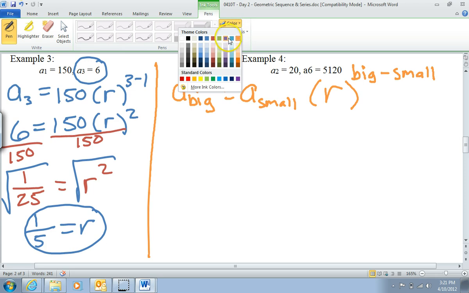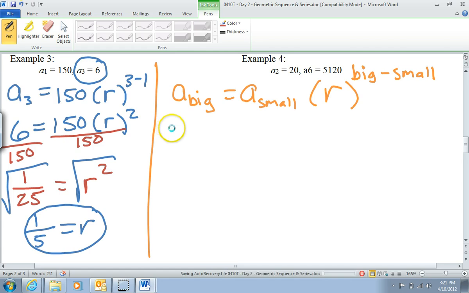What am I going to put for A big, you guys? Of course, temporarily, I'm just going to put A6, if you don't mind. All right? And if A6 is A big, then what's A small? Right. I'm just going to go ahead and put A2 for a second. And then I'm going to have R times. And of course, the big minus small that I'm talking about is simply 6 minus 2.